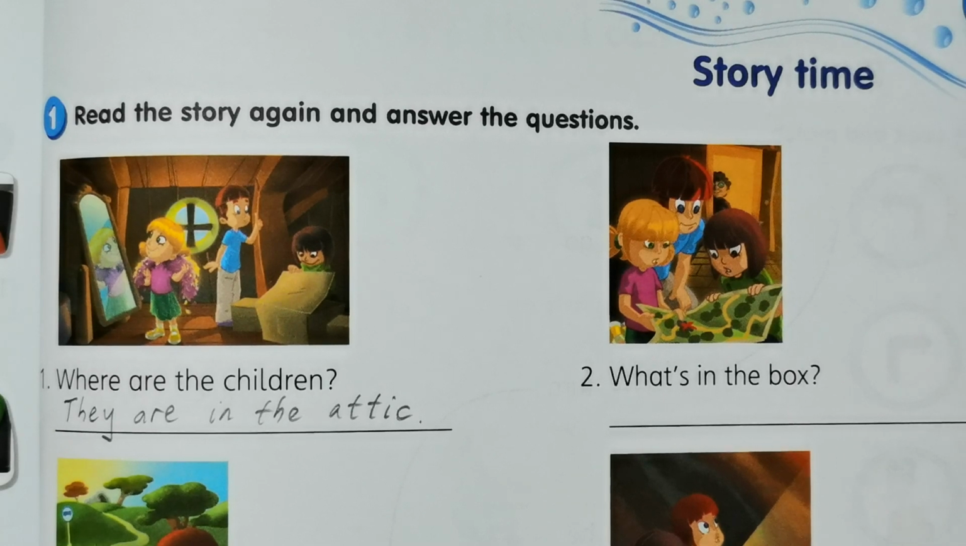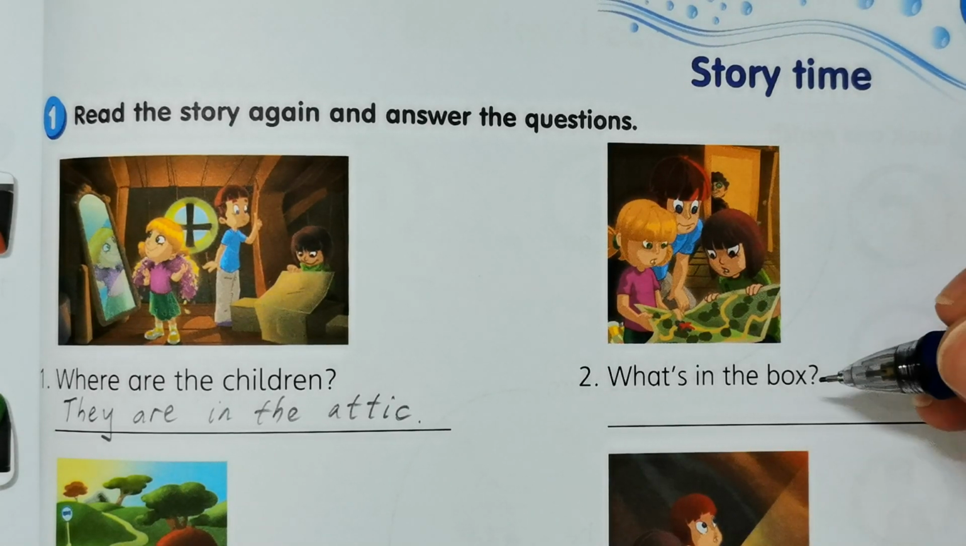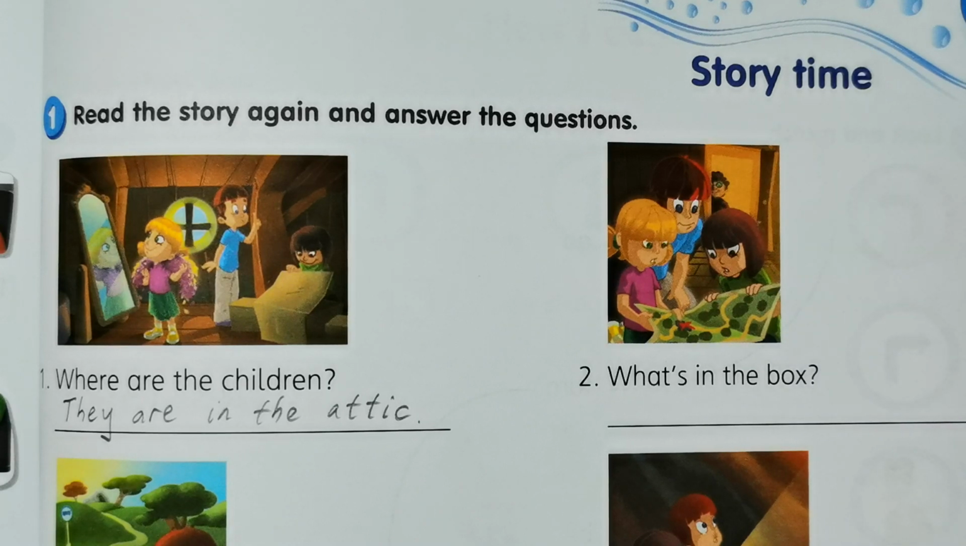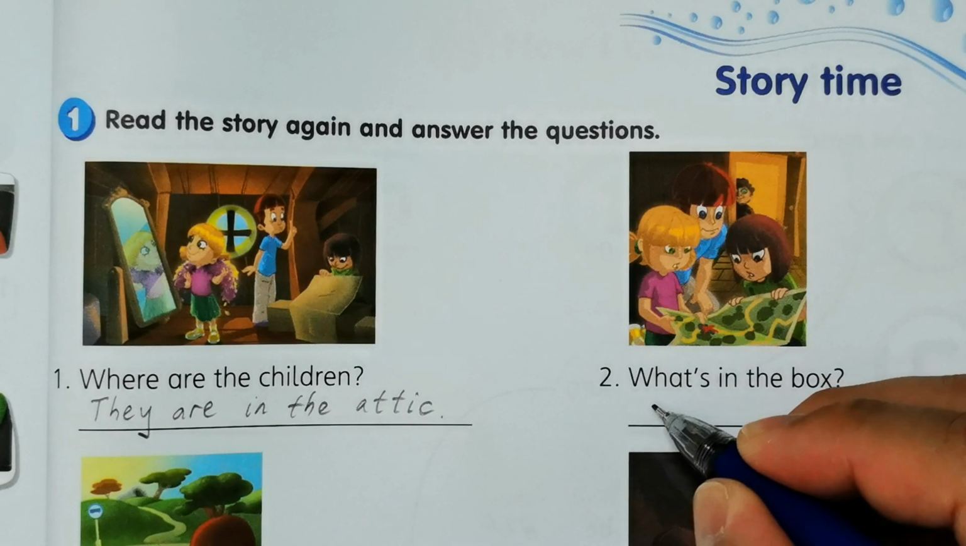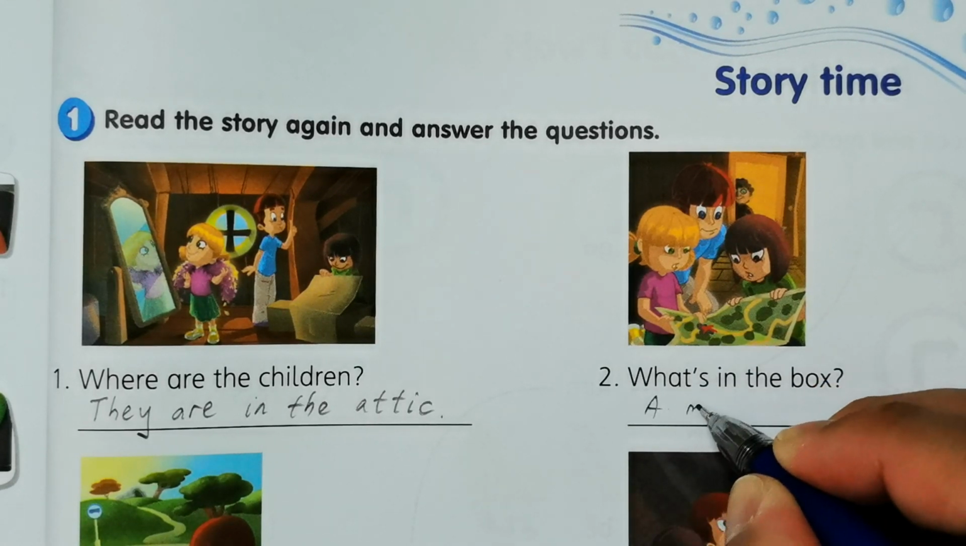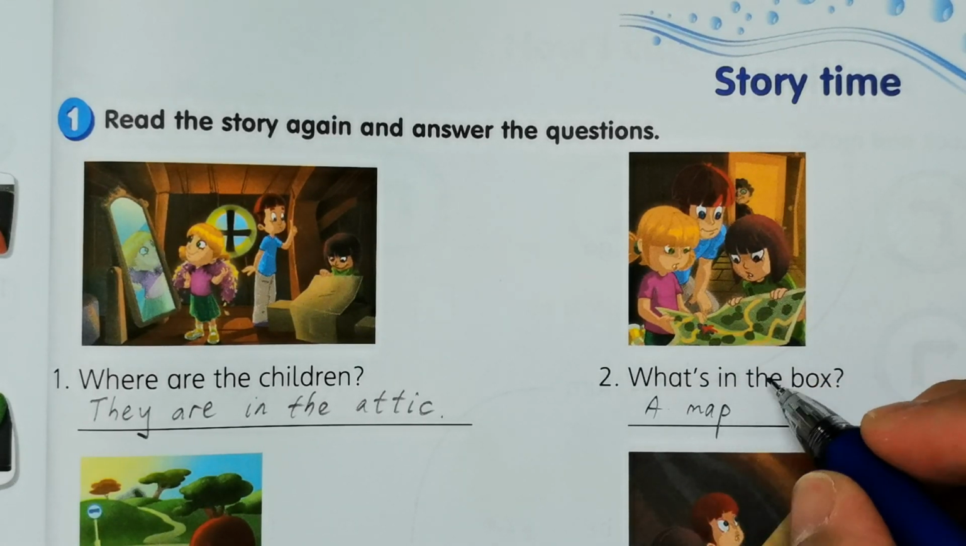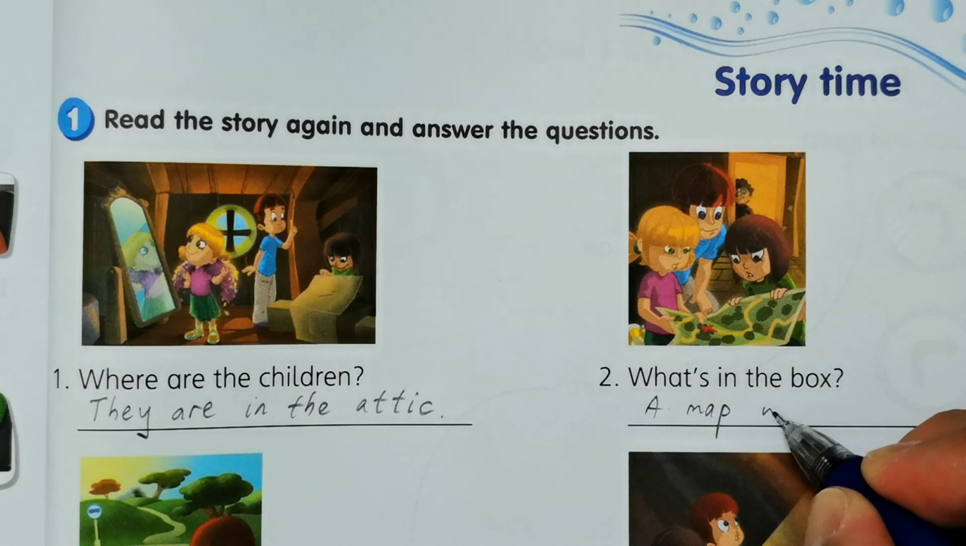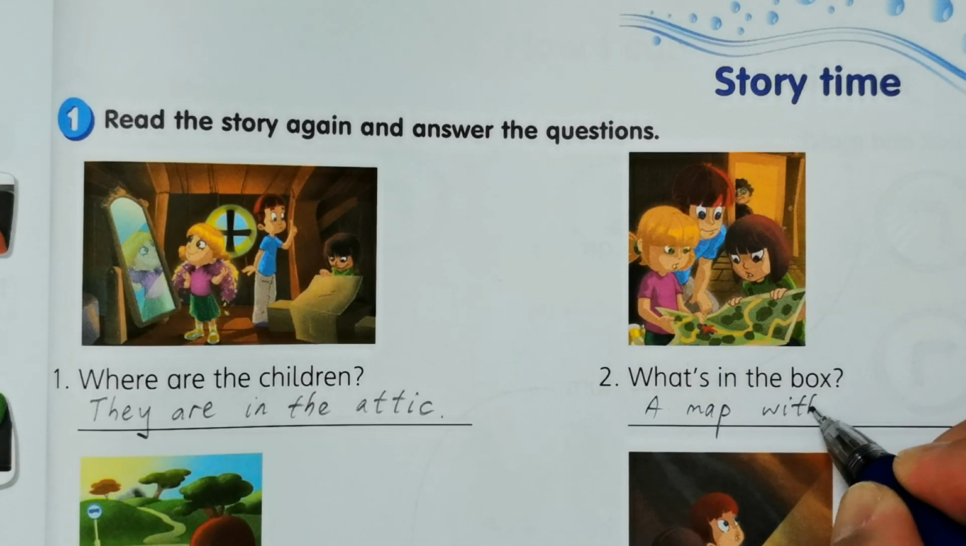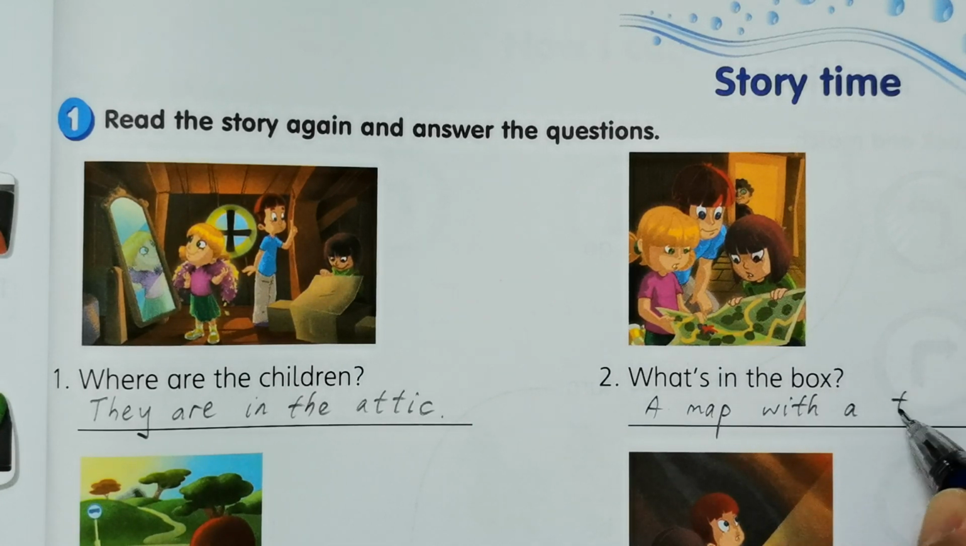And number 2, what's in the box? So inside the box there is a map with a tunnel. So just write a map with a tunnel. Tunnel, we have double N here.